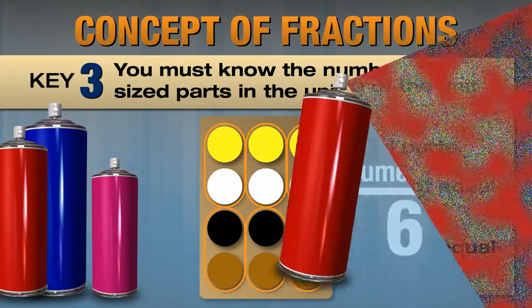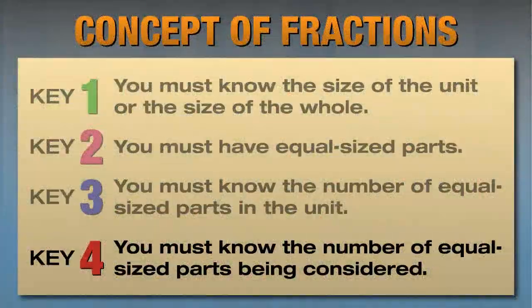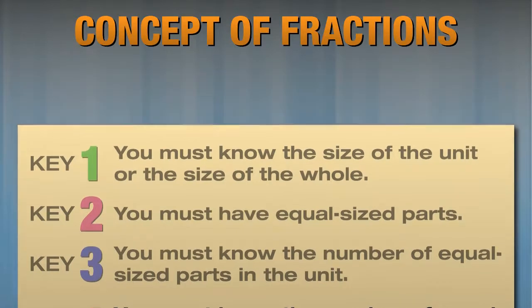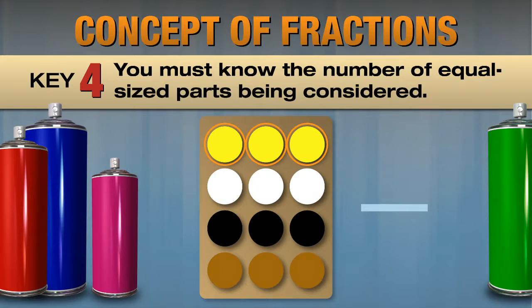And last but not least, key point 4. When you are working with fractions, you must know the number of equal-sized parts being considered, which is the numerator. Back to our case of paint. Now, we can see that 3 of the 12 cans of paint are yellow. The numerator is 3 because it tells us how many of the 12 cans are yellow. The fraction is 3/12 of the case.